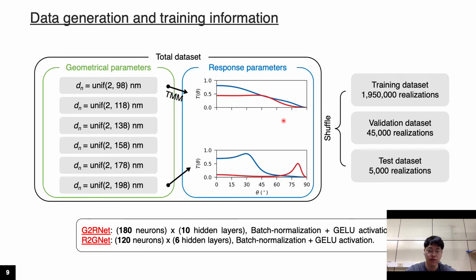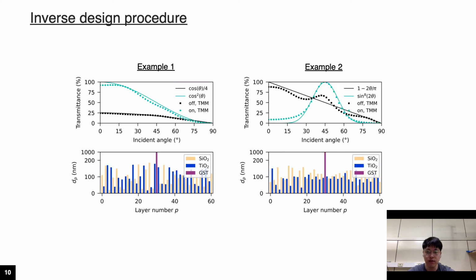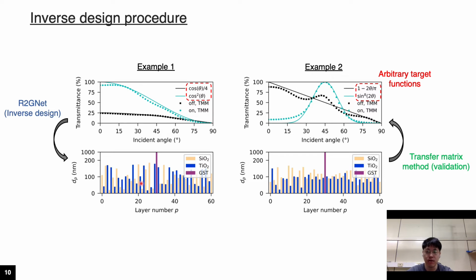We also use a fully connected architecture with batch normalization and GELU activation. The inverse design procedure is shown here. First, we define arbitrary target functions for on and off states, and using the target functions as an input to the R2GNet, we obtain the thickness of multilayers as output. And finally, we examine the result by comparing the target responses with the true responses calculated from the transfer matrix method. As seen in these figures, the target and designed responses show excellent agreement, verifying that the designs using networks can be useful even in the active region.